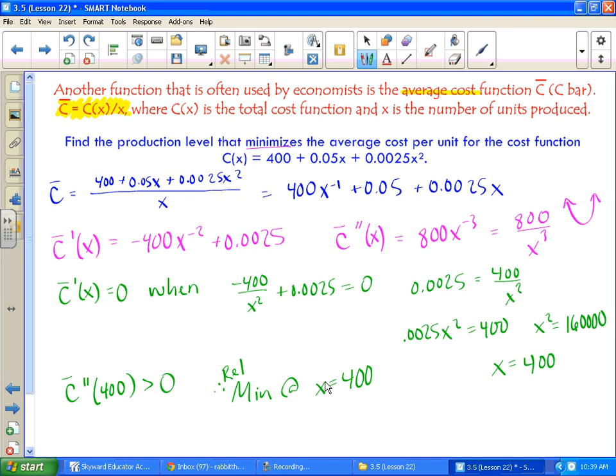And then we just have to make sure that we answer the question. Find the production level. So am I going to plug this back in my cost? No. What's my production level? 400 what? Units. So 400 units. Any questions? Again, pretty straightforward, right? Maybe a little easier than the last section for those. Just a little bit.